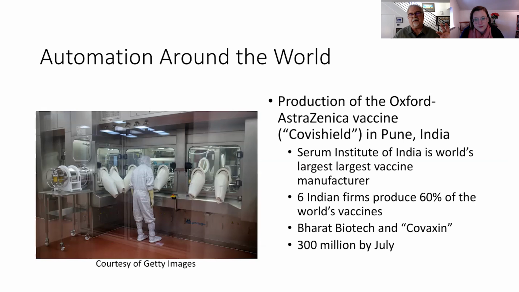And as you can see there, it's one guy who's looking through a window and there's masses of vials of vaccines that are being produced under the processes of automation. Just to give you a sense of the global nature and how things have spread, this is being produced by the Serum Institute of India, which is in fact the world's largest vaccine manufacturer in the world.